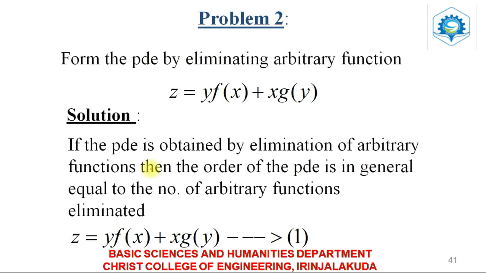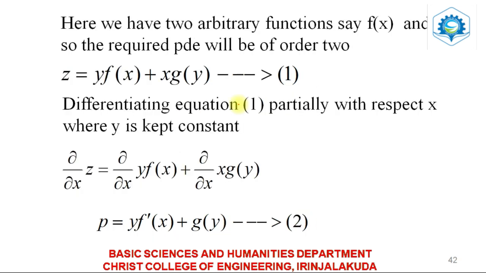Considering the next problem: from the given equation, form the partial differential equation by eliminating the arbitrary functions. Here also you have two functions, f of x as well as g of y. Note that f is a function of x alone and g is a function of y alone. And the number of arbitrary functions is 2. Therefore, the resulting equation must be of order 2. Let us first find p and q.